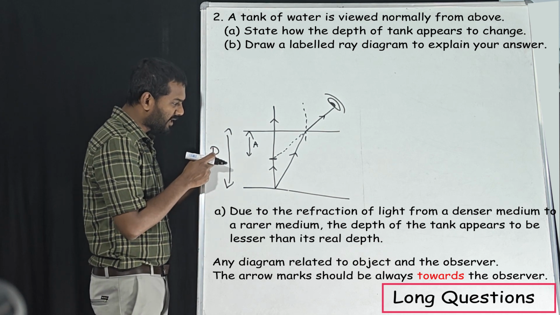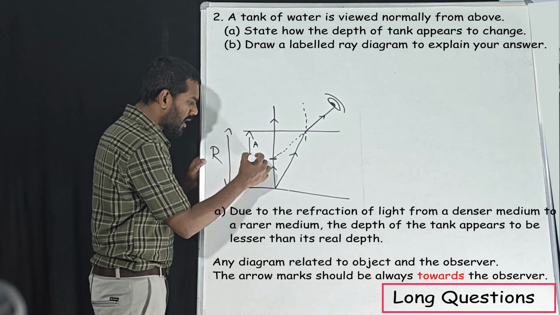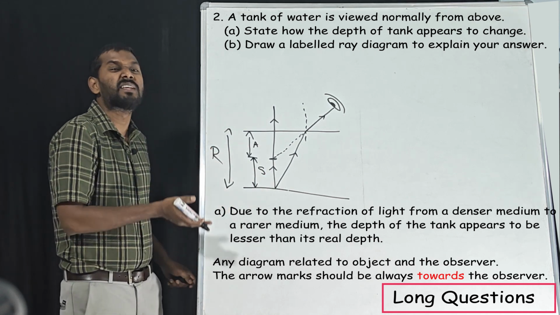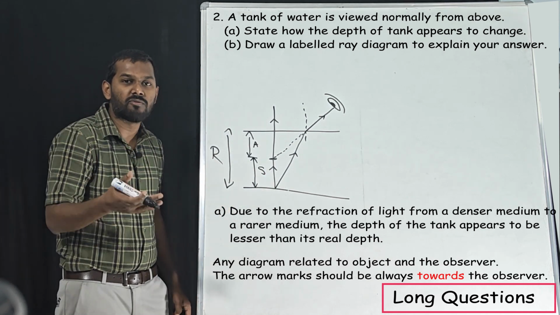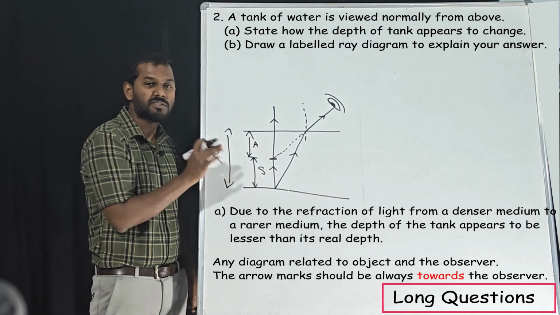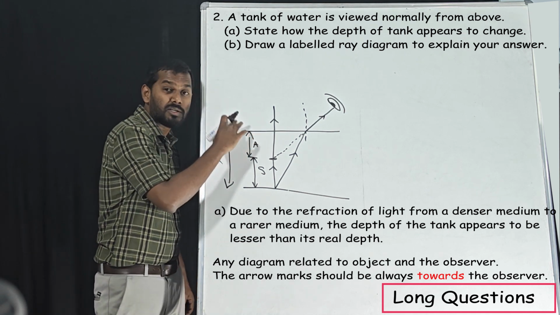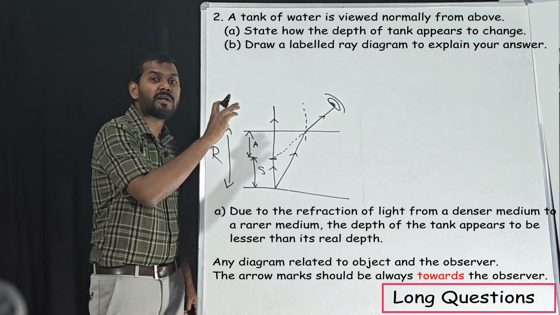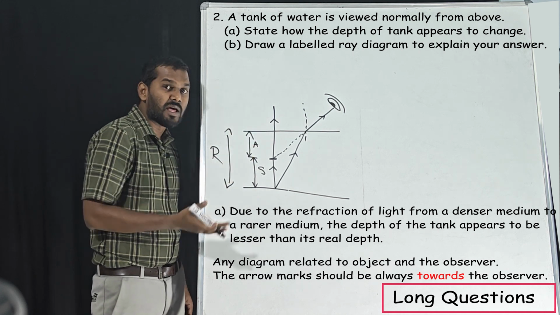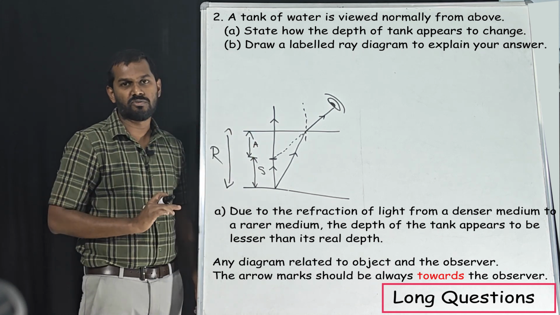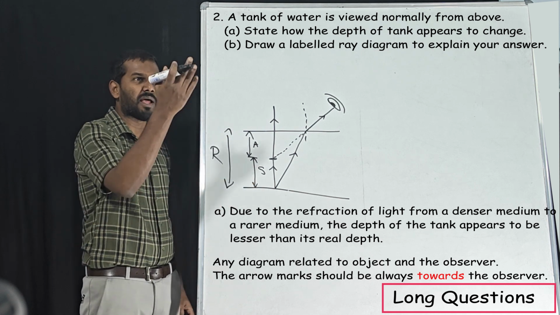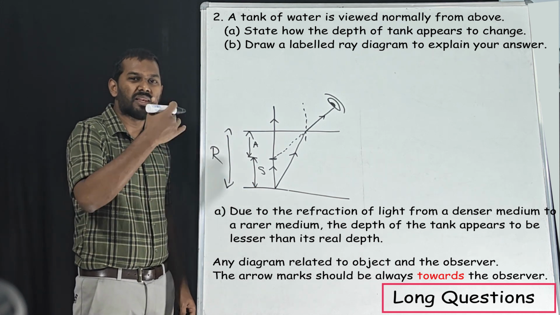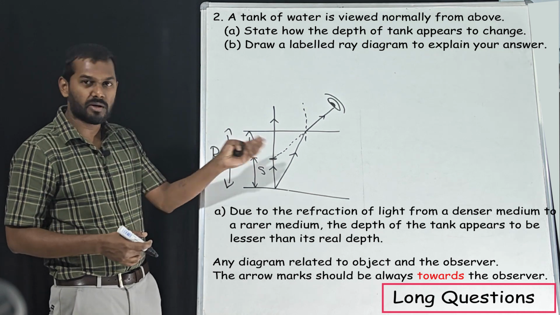The difference between real depth and apparent depth is called the shift. How much it has raised. Many students get confused about the difference between apparent depth and shift. How much distance we can see, that is apparent depth. How much it has raised, that is shift. So this is the concept. The answer for the first question is the depth of the tank appears to be lesser compared to the real depth.